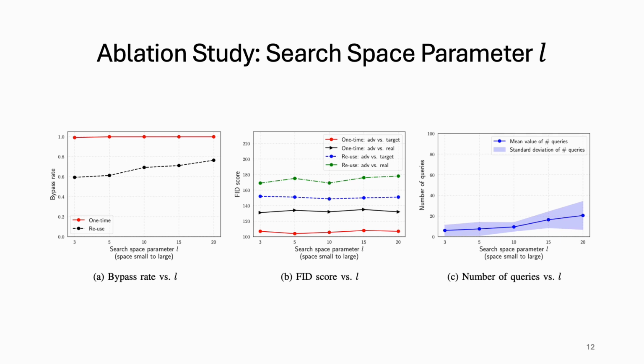Second, the image quality has little correlation with the search space. Instead, image quality in terms of FID score is more related to the semantic similarity threshold delta, as we showed in the previous slides. Third, the larger the L is, the more online queries SneakyPrompt takes. The reason is that the agent needs more queries to explore a larger search space to satisfy the semantic similarity threshold.